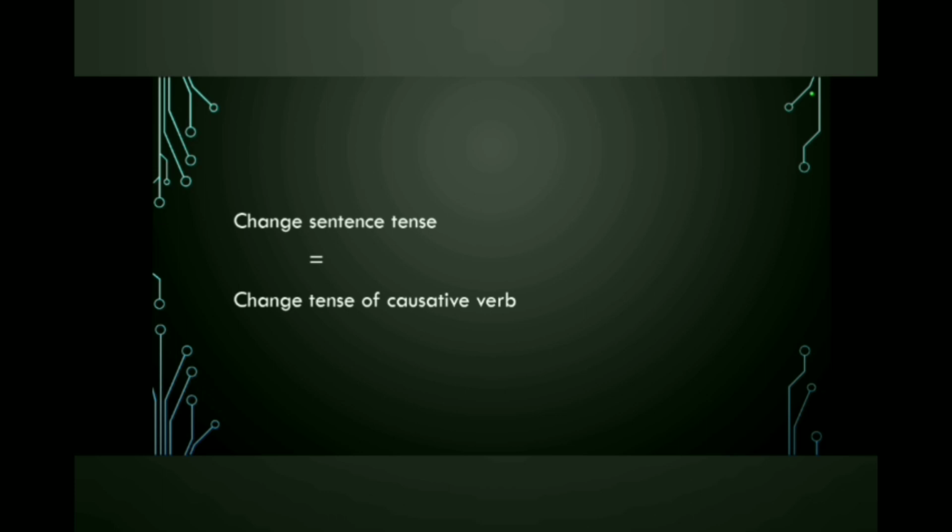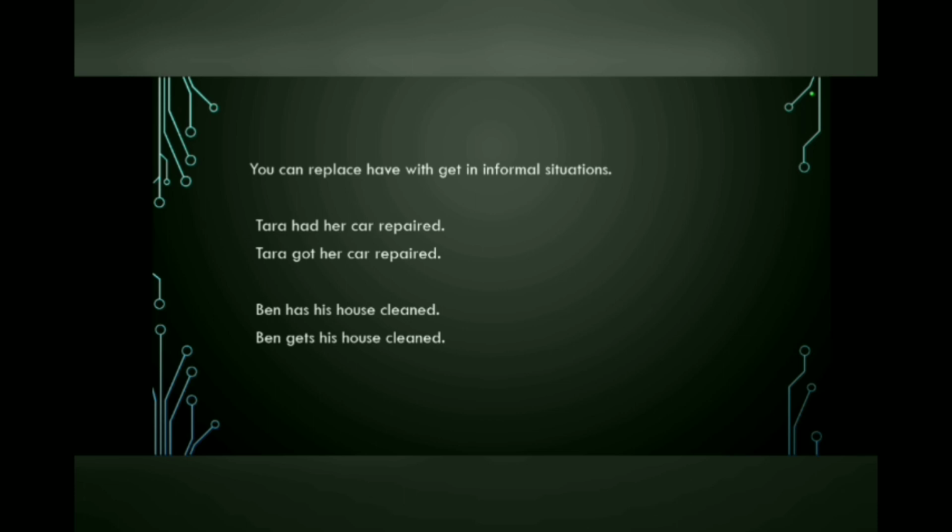Now, interestingly, we can replace have with get in informal situations. This is very common. I use this all the time. Instead of Tara had her car repaired, it is just fine to say Tara got her car repaired. Instead of Ben has his house cleaned, Ben gets his house cleaned.